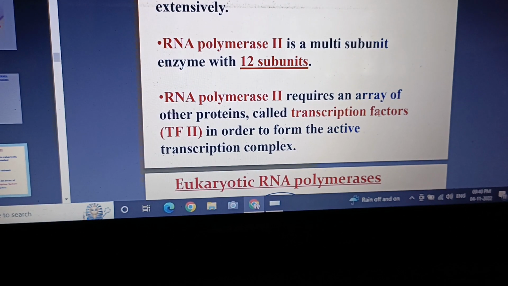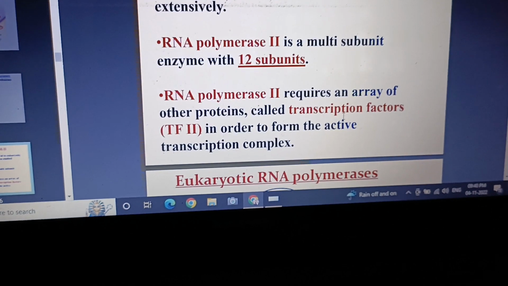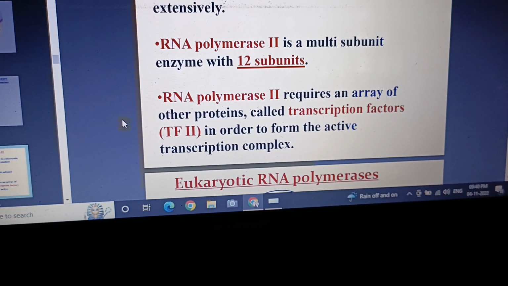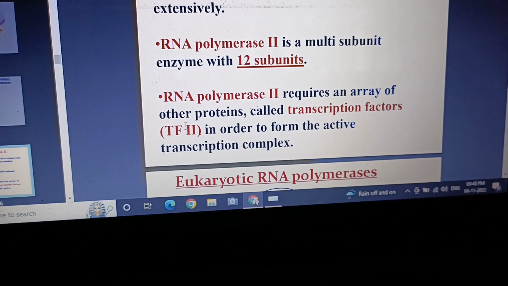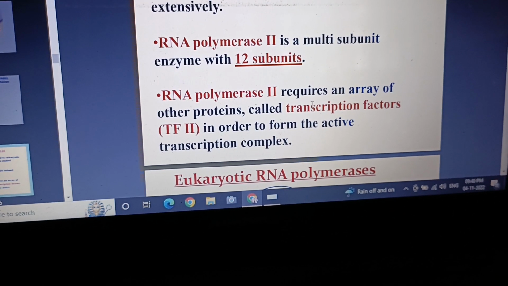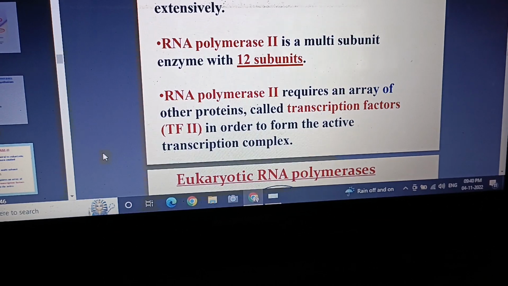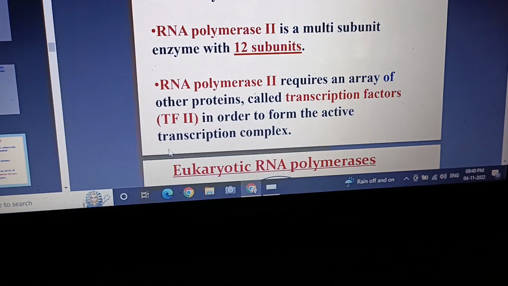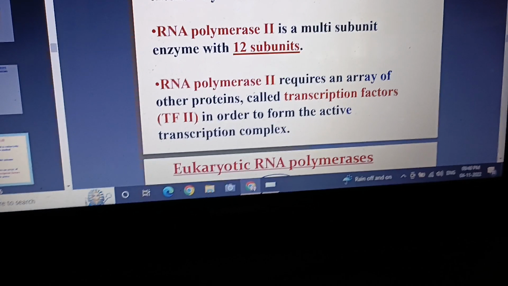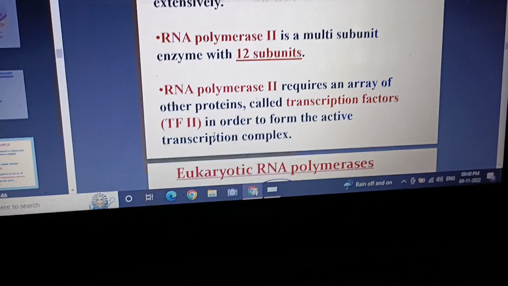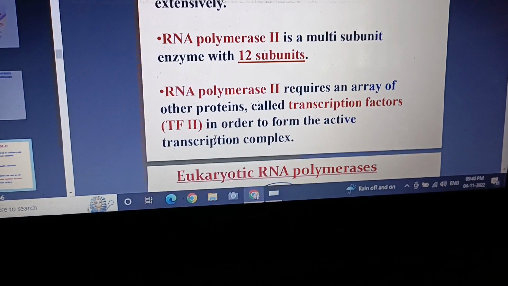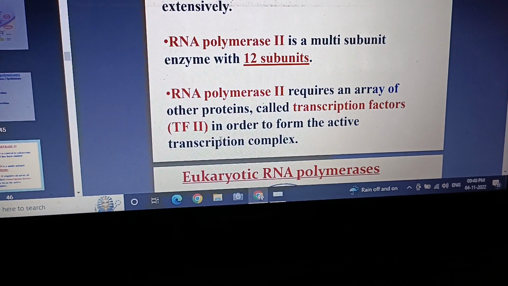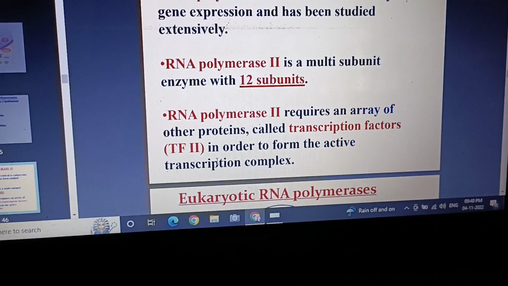The transcription factors also have several types. Here, what is the transcription factor? Especially transcription factor 2, in order to form an active transcription complex. As I told you already, this is quite a difficult mechanism to understand, so kindly cooperate.